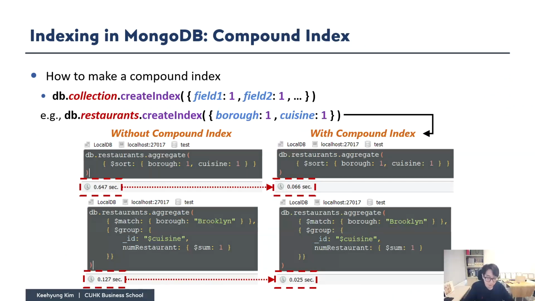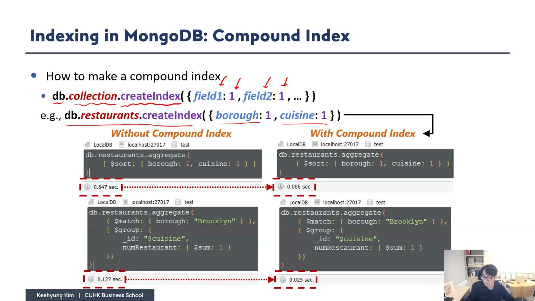So for a compound index, you can make it by specifying db.collectionName.createIndex function. And here you can specify multiple fields. So field 1, and how you want to sort, 1 or -1. Field 2, how you want to sort, 1 or -1. So same here, if you specify db.restaurant.createIndex with borough 1, cuisine 1, then it will create the compound index. So for example, it's like this.